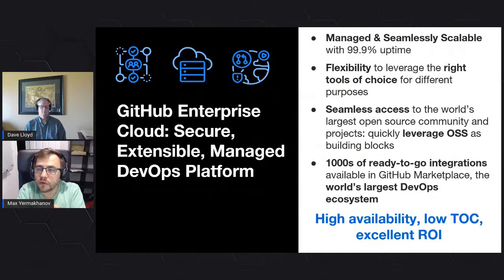All right. What do we have next? It's GitHub. It's a secure, extensible, managed DevOps platform. So the uptime is 99.9 easily. It rarely, if ever, goes down. Like everything else, there are some glitches, but they're very, very minimal. I've only seen one or two.